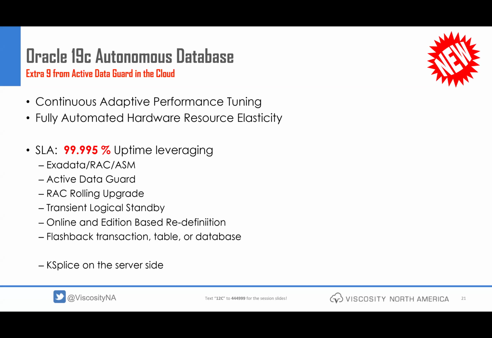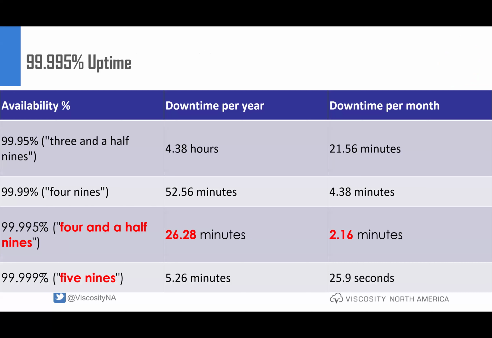Uptime is attained by things like being able to do rolling upgrades, RAC rolling patches, and transient logical standby. Leveraging transient logical standby, you can actually do a full-blown database upgrade. Also leveraging EBR, like I mentioned before, Flashback, and Ksplice for Linux. A typical 99.95% uptime translates to 21.56 minutes a month, 4.38 hours in a year. A lot of customers try to achieve that, and that's very difficult. Now, in OCI with Autonomous, their SLA is literally 2 minutes and 16 seconds per month.